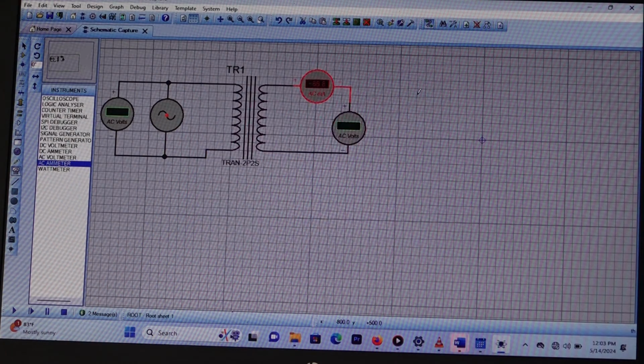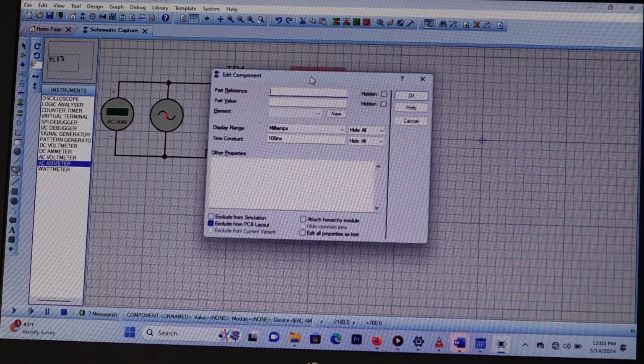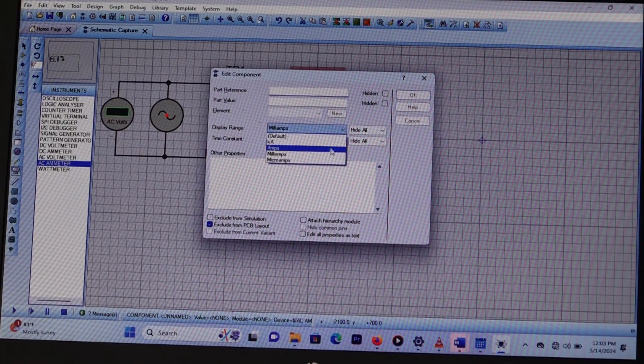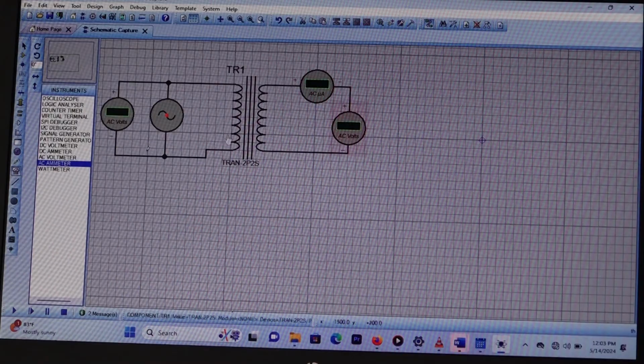So let us stop the simulation and change this one into an AC microammeter. We have now the AC milliammeter, so let us change it to an AC microammeter and run the simulation. So at least there we see that we have 0.12 microampere. It's a very small amount of current.